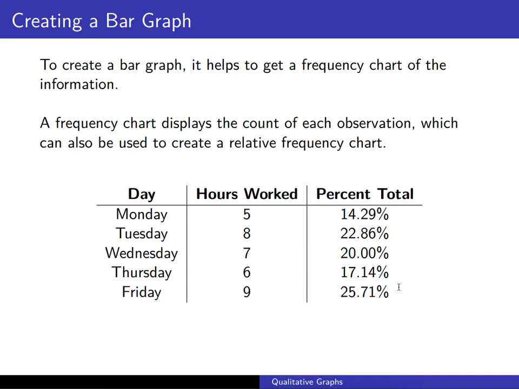Here is our relative frequency. On Monday, that was about 14.29% of the total amount of hours worked that week. Tuesday was about 22.86% of the total hours worked that week. So we had 13, 20, 35 total hours.